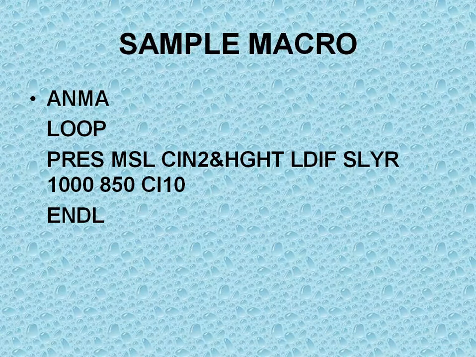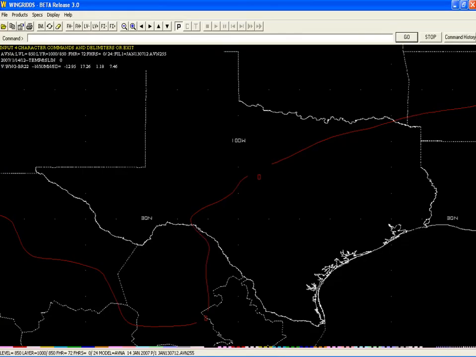You end the loop, and unfortunately, I can't run the program live to show you what the end result of that is, but what you would get is a plot of the sea level pressure and the 1,850 thickness automatically looping through all of the hours of the model.